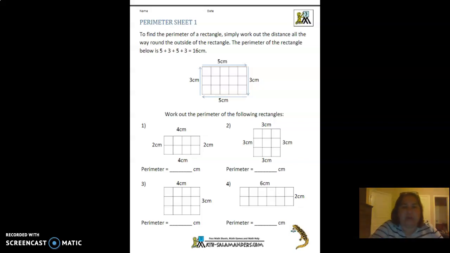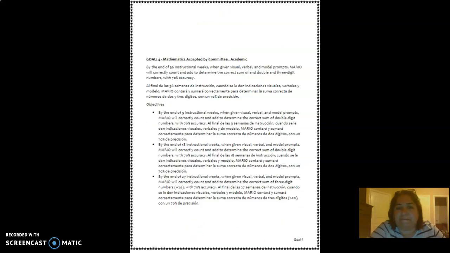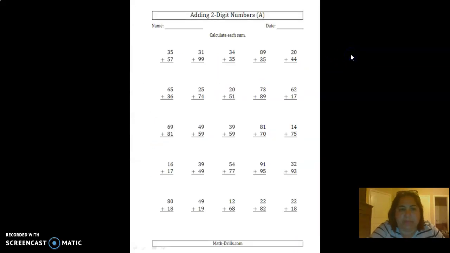Okay, now go ahead and work on the rest. And let's keep going to your next assignment. Your next assignment is goal 4. And it's also mathematics. And here you're going to be able to sum up double digits and triple digits. Okay, so let's start. Here we are. So you're going to add these numbers together right here.